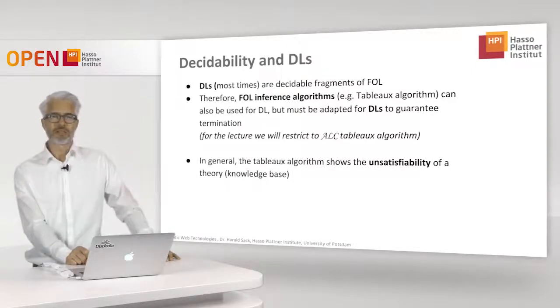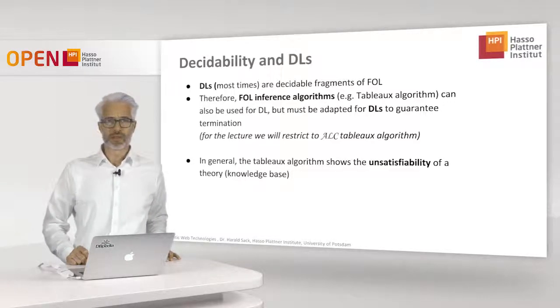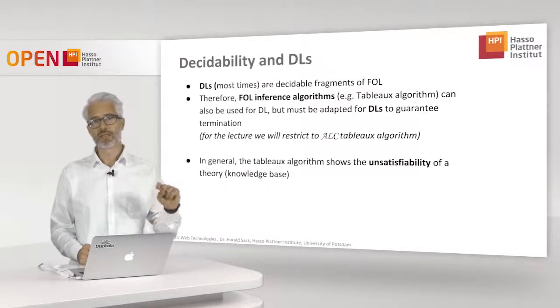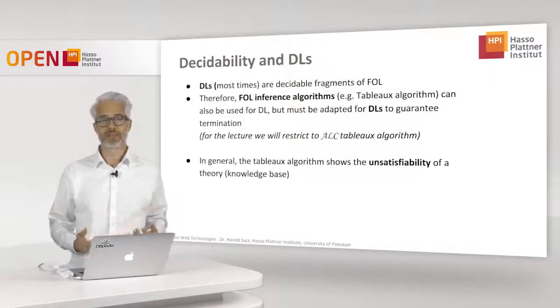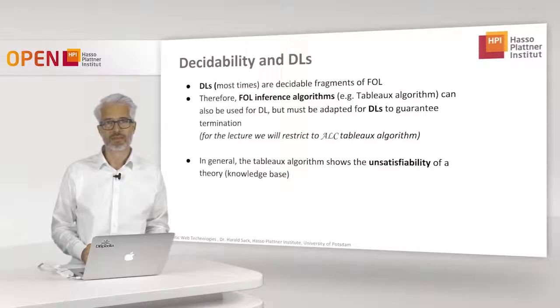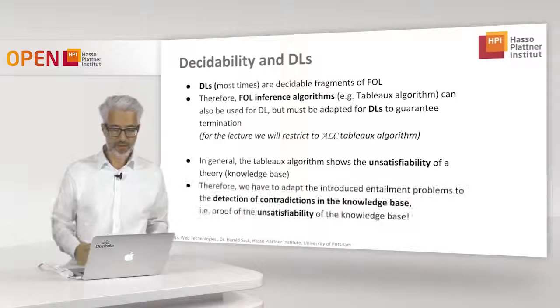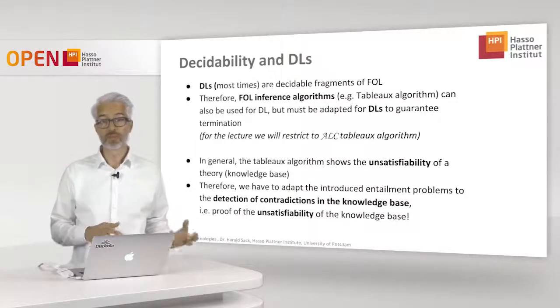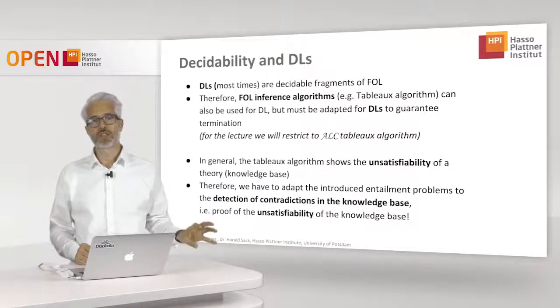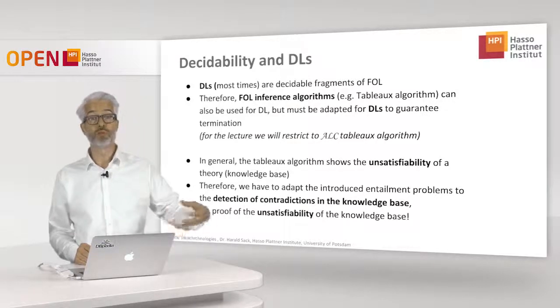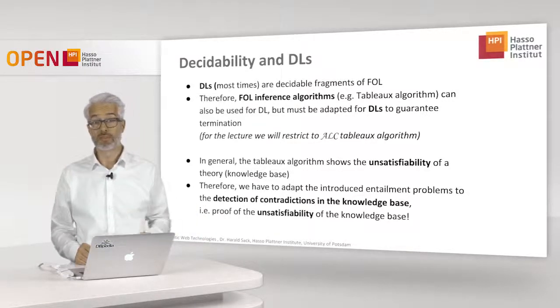If we are using the Tableau algorithm, for example, to solve our inference problems, our reasoning problems, the problem here in general is that the Tableau algorithm shows only the unsatisfiability of a theory, which means the unsatisfiability of a knowledge base. Therefore, the problems that we have seen must be adapted. We have to adapt the introduced entailment problems to the detection of contradictions in the knowledge base, because we test for unsatisfiability. So we have to prove the unsatisfiability of the given knowledge base. This means we have to adapt our problems.